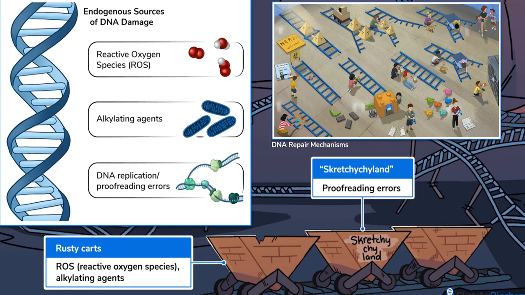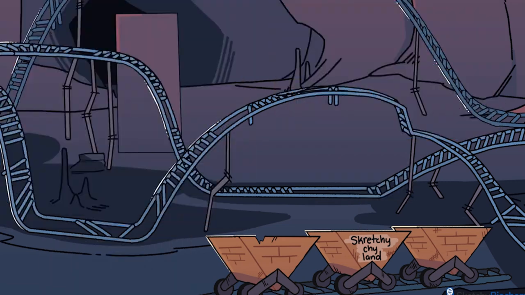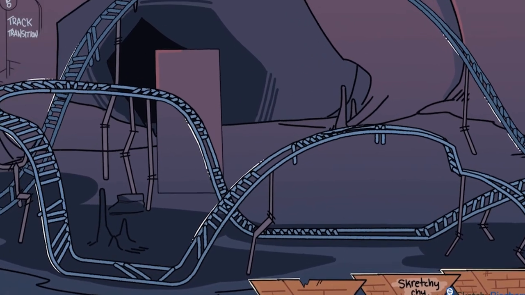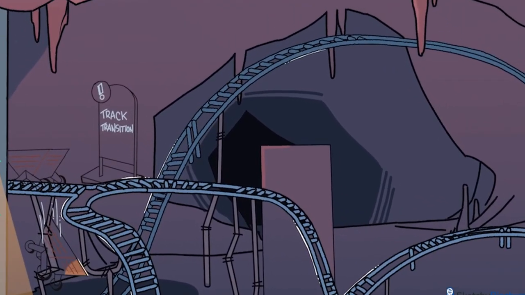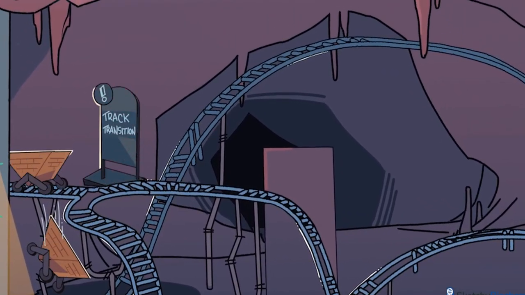Fortunately, our bodies have different repair pathways to identify and fix damaged DNA. But we'll save those details for another sketch. Alright, so now that you know that DNA damage can occur from basically everywhere, here are the various DNA mutations. We'll begin with the single nucleotide, or point mutations, divided into transitions and transversions.